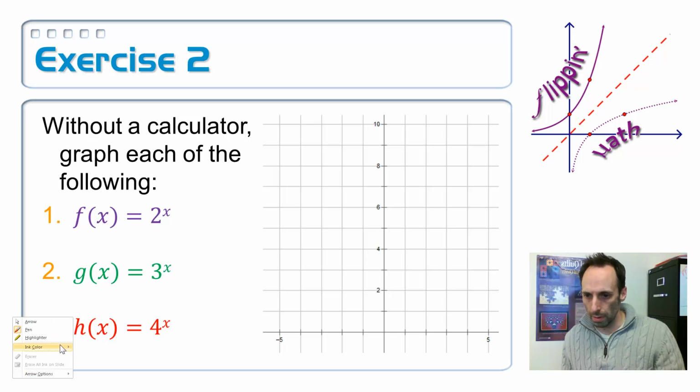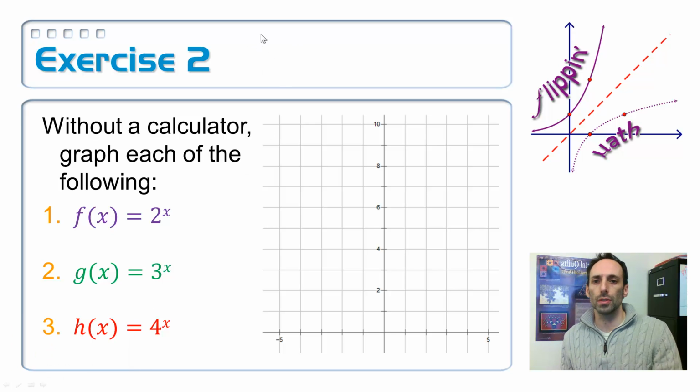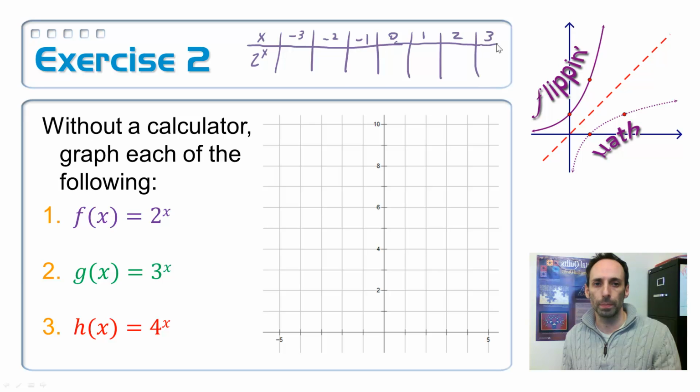Let me switch back down here to purple, keep it all consistent. So x versus my y-coordinate is going to be 2 to the x. So let's just start from negative 3 and go to positive 3. Negative 3, negative 2, negative 1, 0, and 1, 2, and 3.